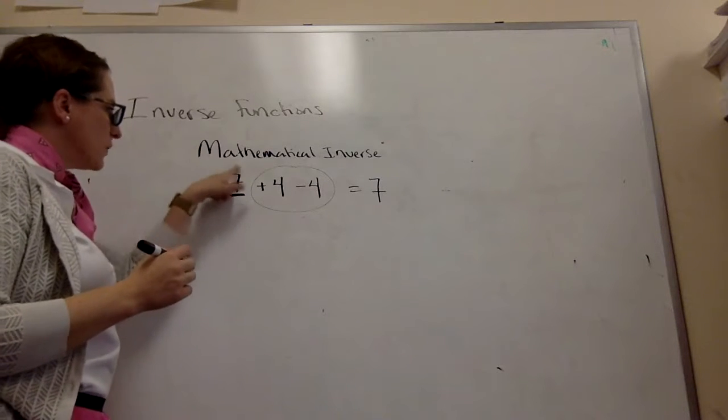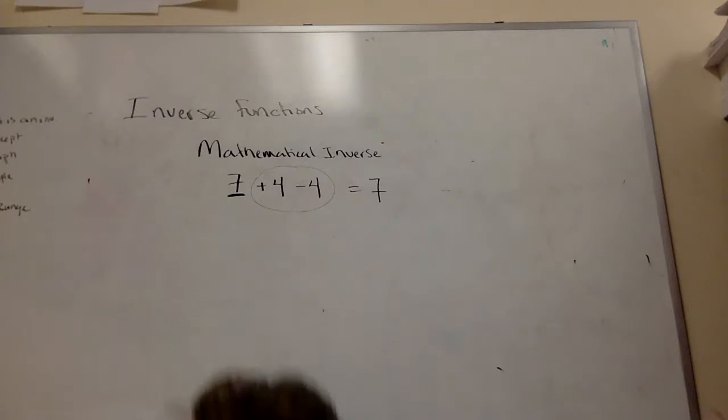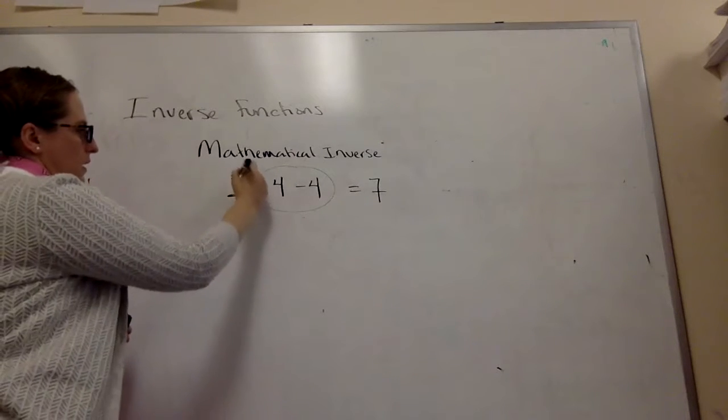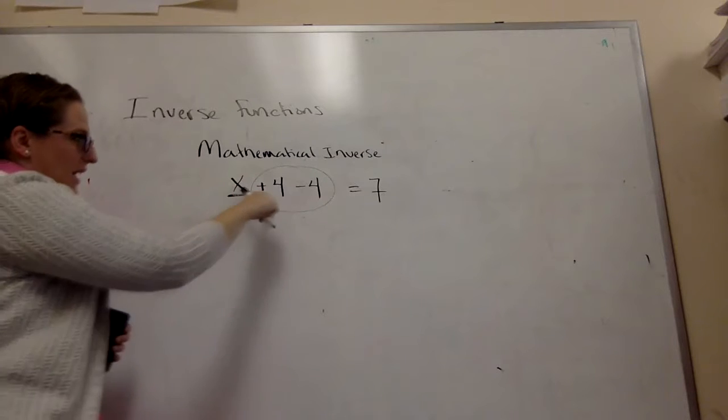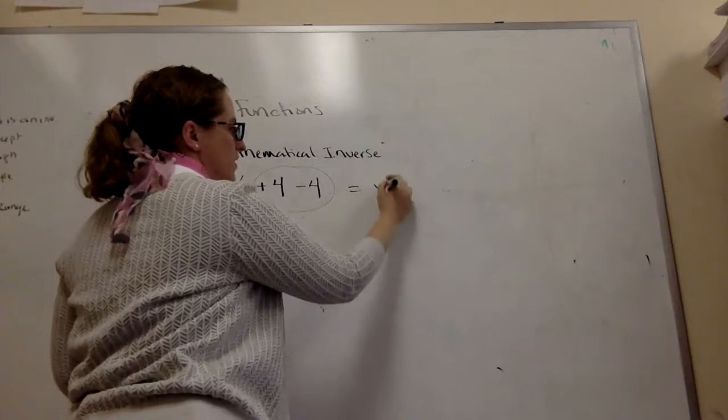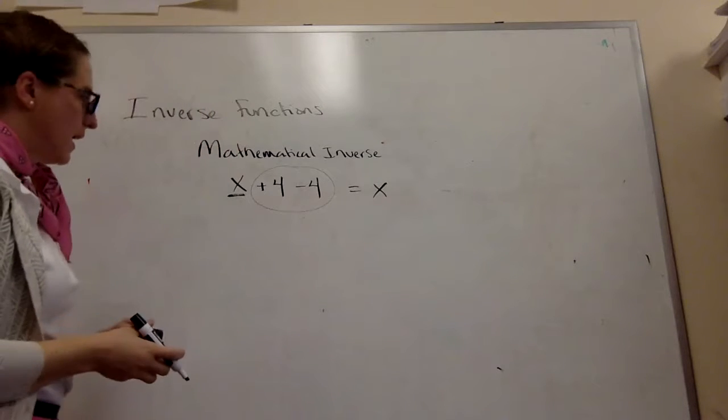Now, often we don't start with a 7, but we're talking about doing this with a function. So if I start with x, and I add 4 and then subtract 4, I'm just left with what I started with. I'm just left with x.